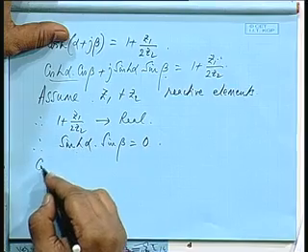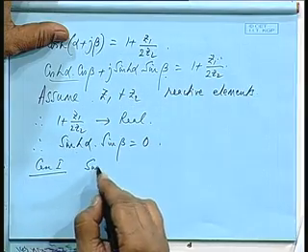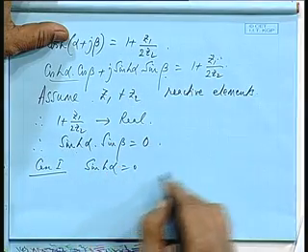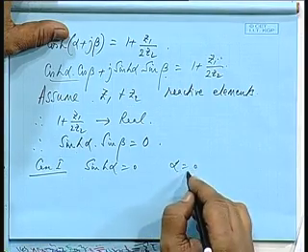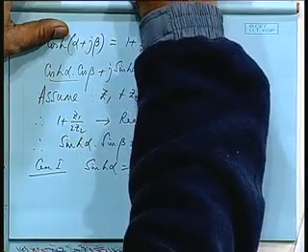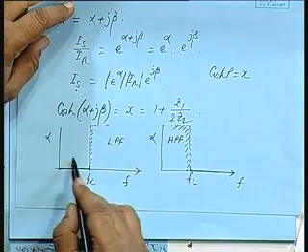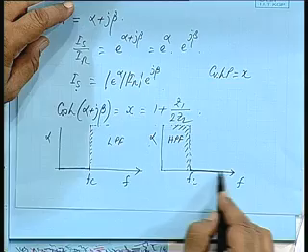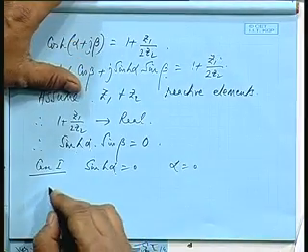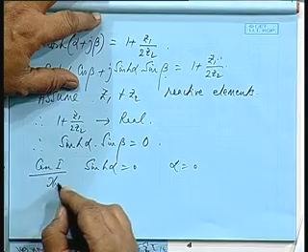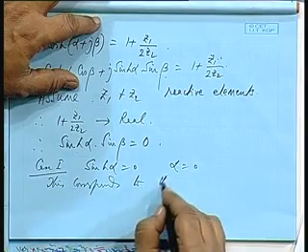Case 1, when sin alpha is 0, that means alpha is equal to 0. So, this is the pass band, we have just now seen. When alpha is equal to 0, it is a pass band. Here alpha is 0. So, this is the pass band, this is the stop band. So, this corresponds to the pass band.